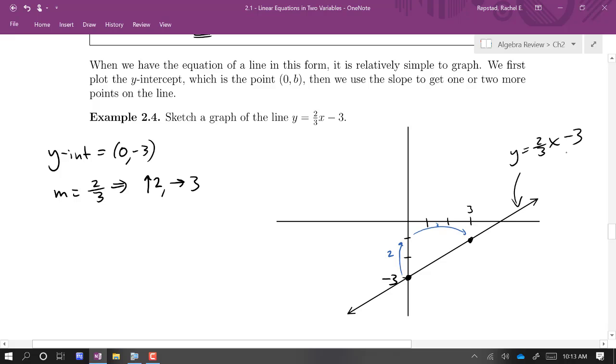Going up 2 and over 3, that's like a positive 2 over positive 3. You could also achieve the same effect, we should note, just by going down 2 and to the left 3, because that would be equivalent to negative 2 over negative 3, which is of course numerically equal to a positive 2/3. And you can sort of see how that just gives us a point in the other direction on the line.